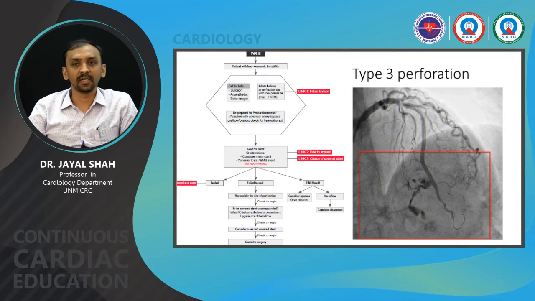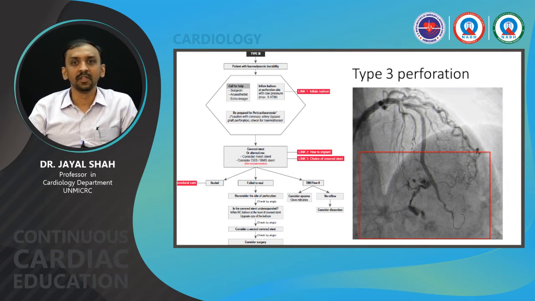This is a frank type 3 perforation with spilling into the pericardial cavity with a more than 1 mm exit hole. In that case, if the patient has hemodynamic instability, you have to call for urgent help and prepare for pericardiocentesis. Meanwhile, we have to inflate the balloon at the perforation site with low pressure, and ultimately we might require a covered stent or various other alternatives like a mesh stent or another DES or BMS, but the covered stent is most commonly used.